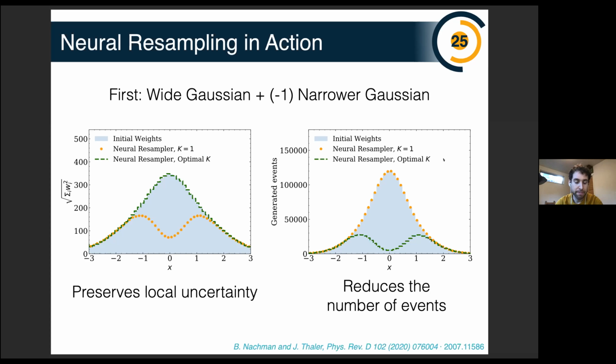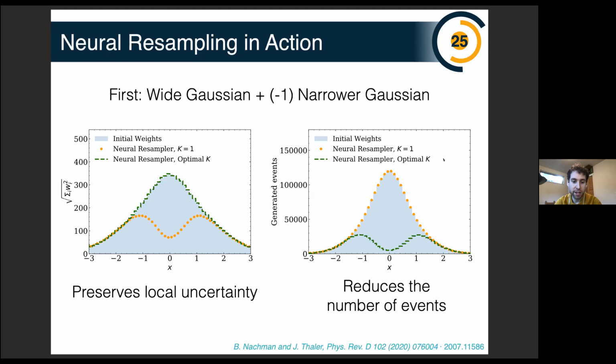But if you use a neural resampler without the optimal k, so you pick k equals 1, which is the most aggressive, you get the sum of the squares of the weights wrong. Whereas if you use the optimal value of k, it's chosen basically by construction to give you the sum of the square of the weights to be correct.